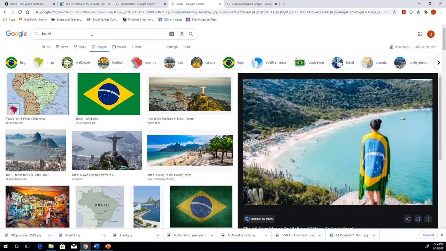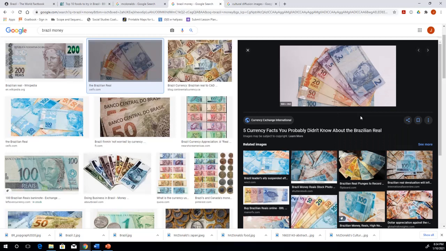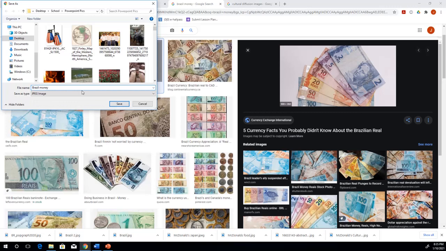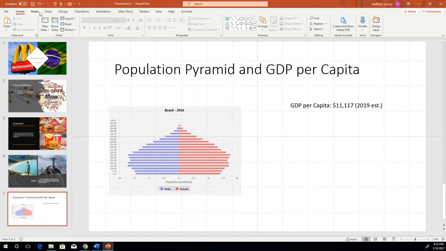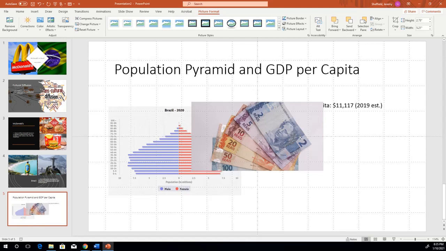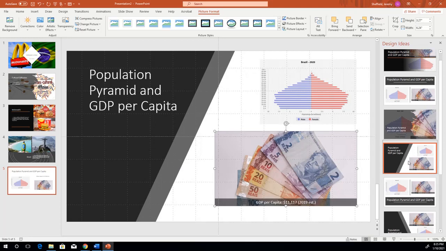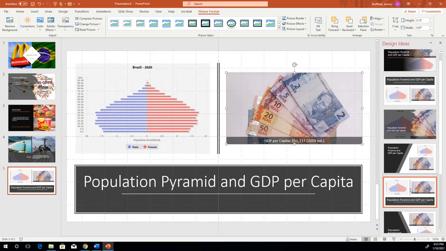Let's do Brazil money. Save image as. Insert. Find that Brazil money. Okay, now my designs are back. Let's see. Okay, this is a fun one. It puts right in here, right where the money's at.